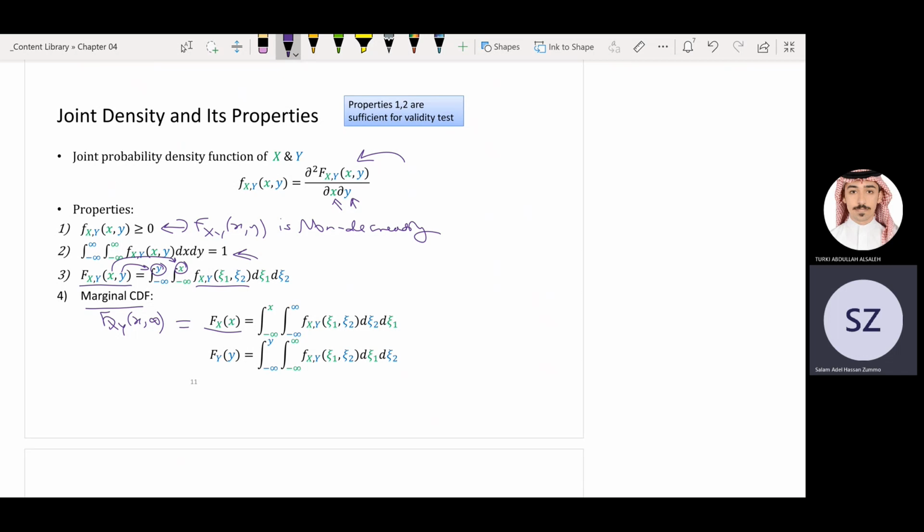So what do I get? I'm getting the integral up to x of the PDF, and I'm integrating over all the values of y. And similarly, if I want the marginal of y, I'm integrating up to y, and I'm integrating with respect to x for all the values. So this is the integral for x, while this is the integral for y. Notice here: I'm integrating minus infinity to infinity in y, while here I'm integrating minus infinity to infinity in x.